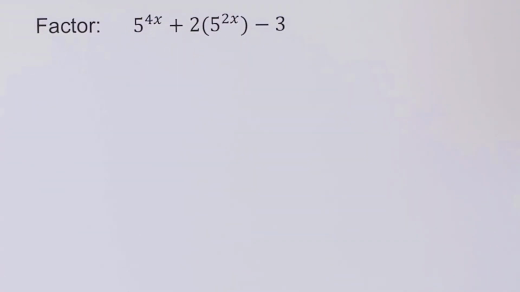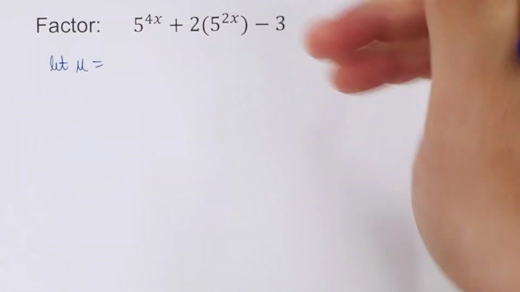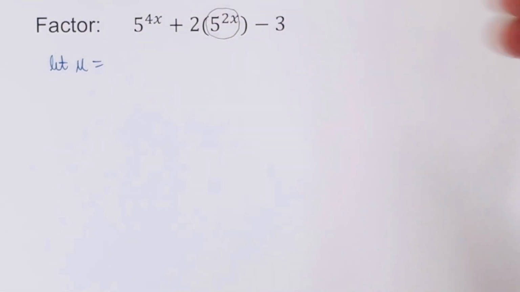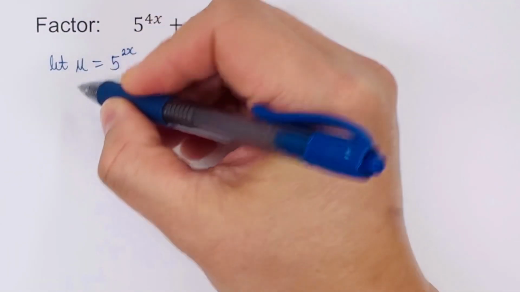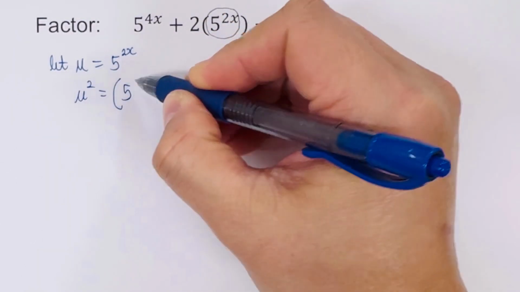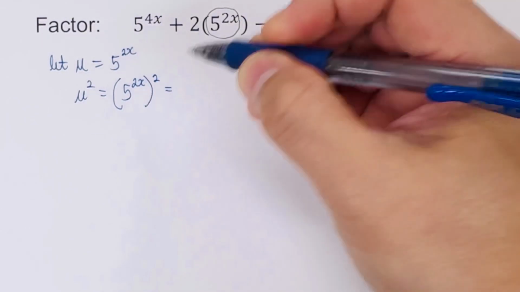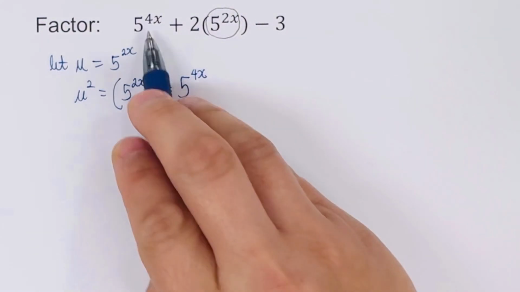Hello everyone, this video will show how to factor this given expression right here using substitution. To use substitution on this, we will let u equal this expression right here, which is next to the b, which in this case is 5 to the power 2x. And our u squared then, from here, we can go ahead and say that 5 to the 2x is our u, so we're going to square this. So our u squared is 5 to the power 4x, which pretty much is this one right here.